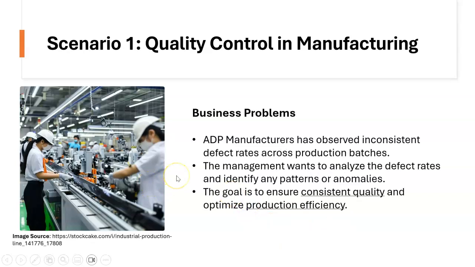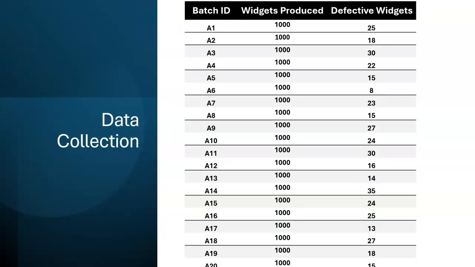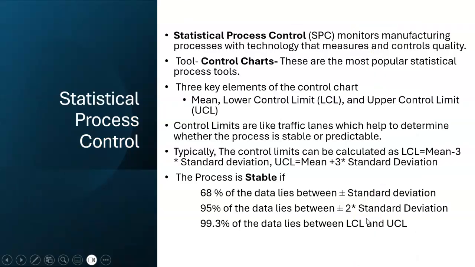So the business problem for this one is to analyze the defect rates and identify whether there are any patterns or anomalies or not. To do that, we will use statistical process control. Before that, this is the data collected for 820 batches, each producing 1,000 widgets, and these are the numbers of defective widgets in each batch.